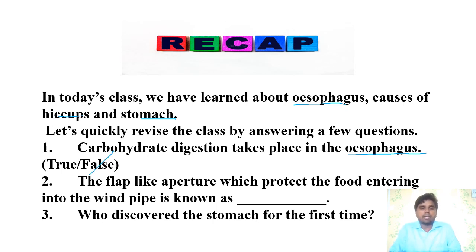The flap-like aperture which protects the food from entering into the windpipe is known as what? What was the structure named? Yes, it is named epiglottis. Okay, now tell me who discovered the stomach for the first time? Yes, just now we did the MCQ type question. Yes, it was William Beaumont.